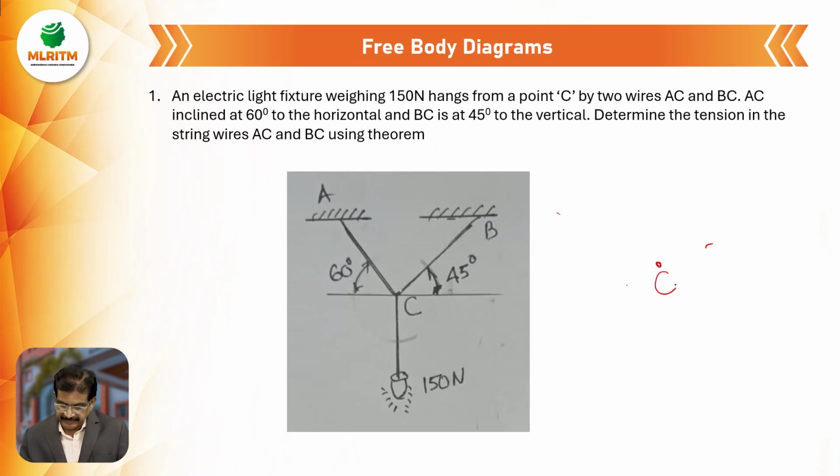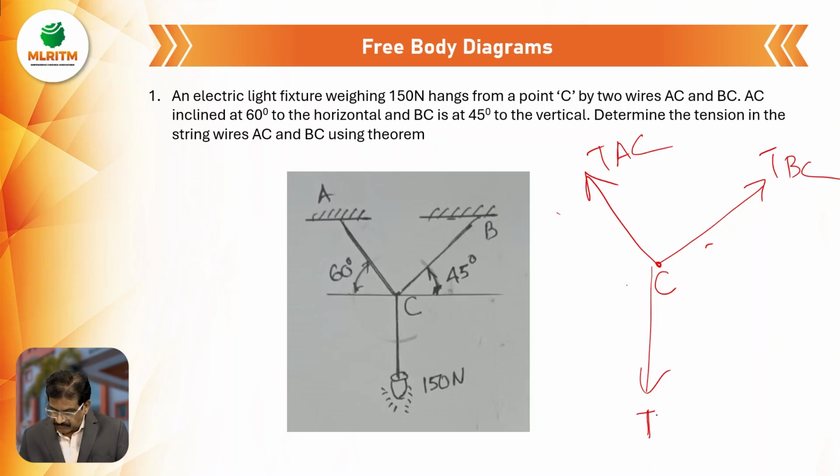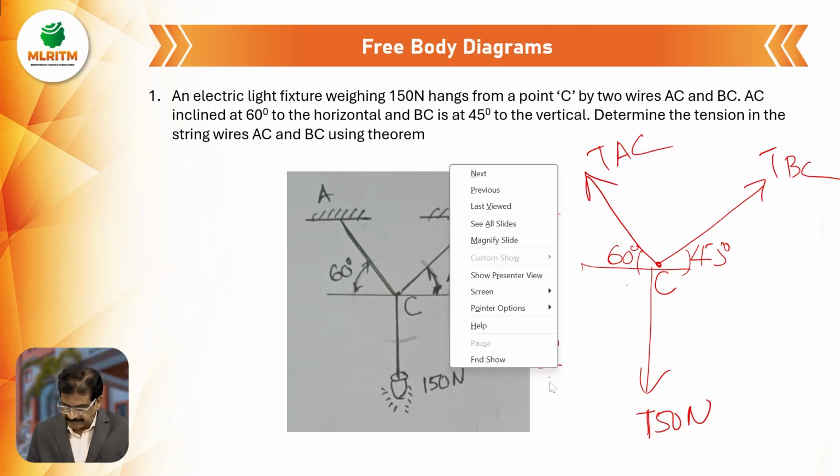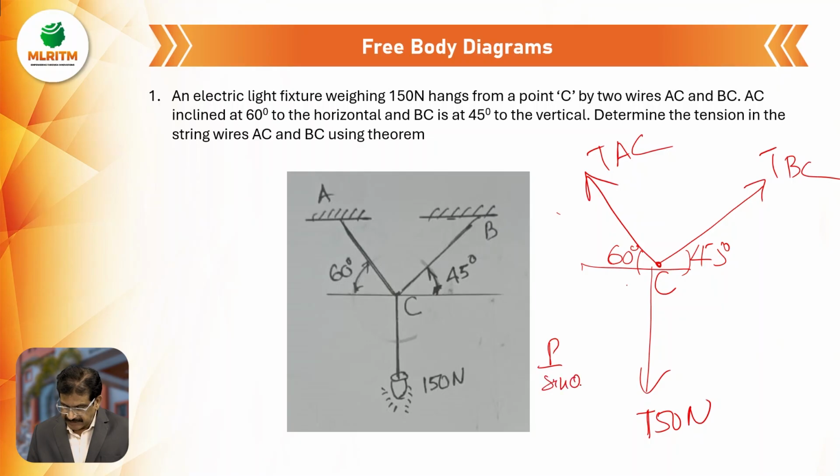Now this is C. One tension is TAC, because it is the wire AC. Another one is TBC. Another one is only 150 Newton. The angles are 60 degrees and 45 degrees. But according to our formula, what is the formula of Lami's theorem? P by sine theta 1, Q by sine theta 2, R by sine theta 3.